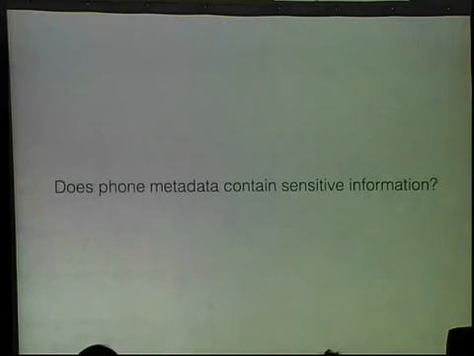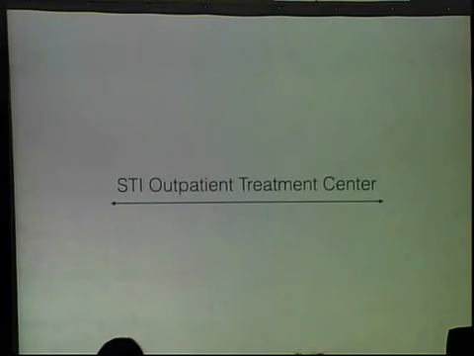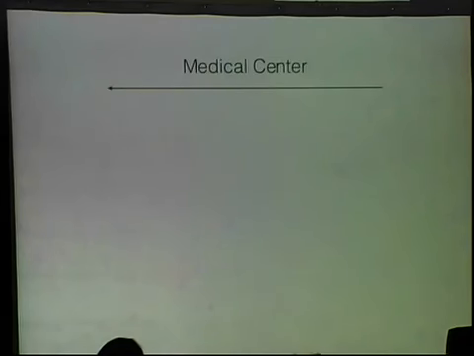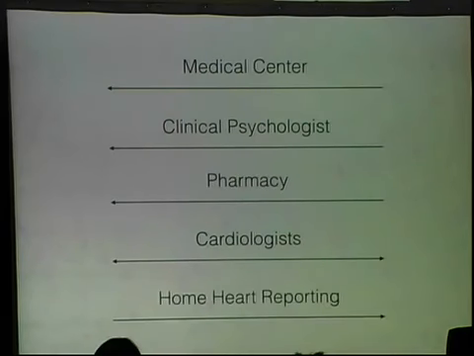We also looked into whether we could draw some pretty sensitive inferences out of phone metadata. We went looking for businesses that were associated with sensitive traits and found, for example, there was a participant who had calls to and from a substance abuse treatment center. There was a participant who had calls to and from an STI outpatient center. There was one participant that got a lengthy call from a major medical center, then from a clinical psychologist at that medical center, then some calls from local pharmacies, calls to and from cardiology groups, and finally regular calls to a home heart reporting line used for a medical device to monitor an arrhythmia. The individual had an arrhythmia. We were actually able to confirm that using public information. So there's finding a medical condition just using someone's phone metadata.